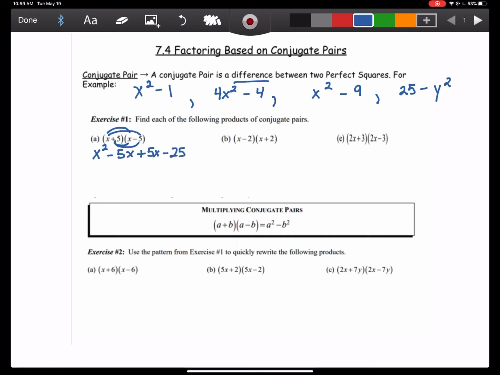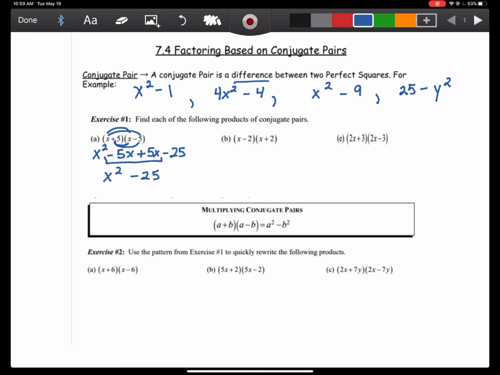Now, take a look at this. The reason all three of these, A, B, and E in exercise 1, are going to turn into a conjugate pair is because the two like terms will equal 0. So some people say they cancel out. They eliminate each other. Okay? What you're left with is x squared minus 25.